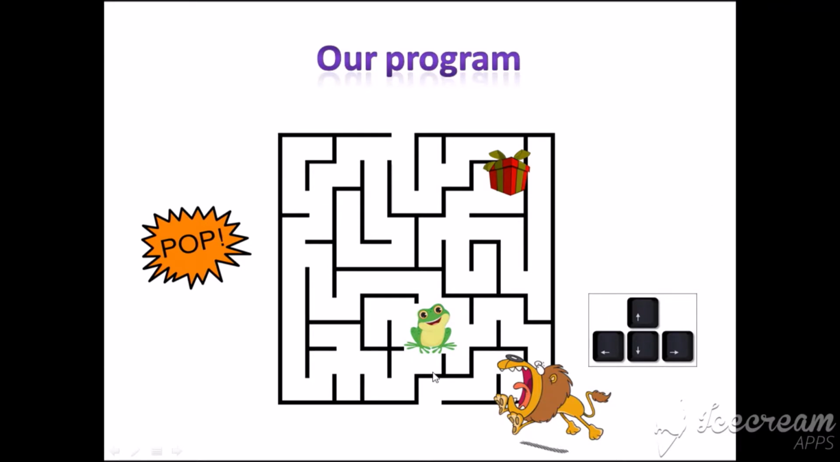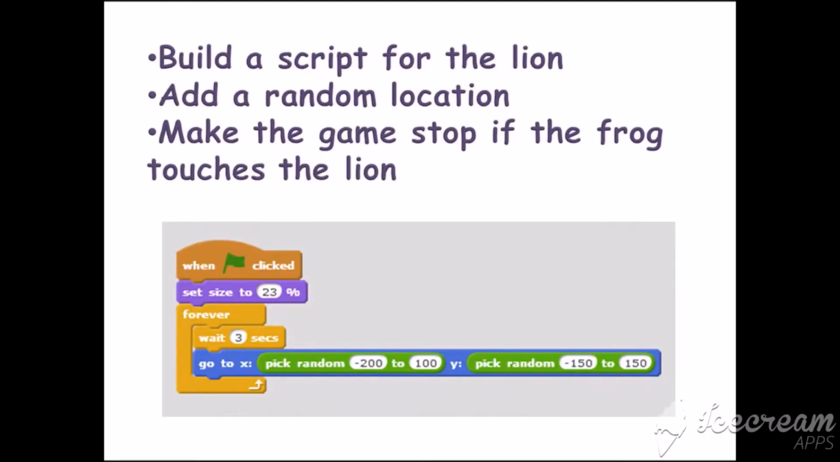So in our lesson, we will continue this game to add a random enemy. Our random enemy will be a line. If the frog touches the line, the game will stop. Let us see how to do it together. First, we should build a script for the line, to make the line appear in a random location and make the game stop if the frog touches the line. Let us see how to do it together.